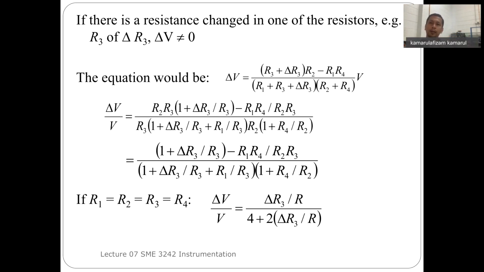All right. So this is what the bridge is designed for, to detect very small changes in one of the leg resistors. If you look at the equation for delta V which we derived previously, you have to replace R3 with delta R3. Then you can simplify the whole thing. You will finally get delta V equal to delta R3 over R, over 4 plus 2 in the bracket of delta R3 plus R. This is under the condition that R1, R2, R4 are all equal to R, and this is more or less what you get when you have changes in one of the resistors.